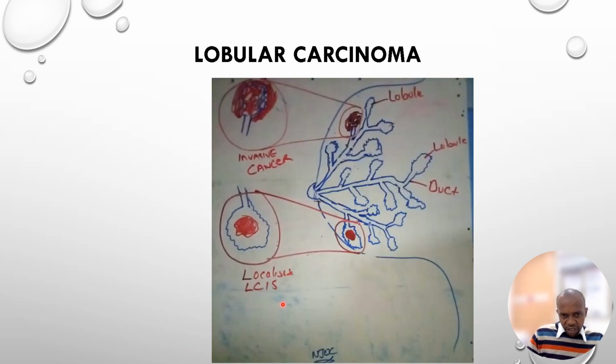And here we also have the lobules, the milk-producing glands. These are lobules. So this is localized. It's within the lobule. And this has infiltrated to other nearby tissues. That's an invasive cancer.